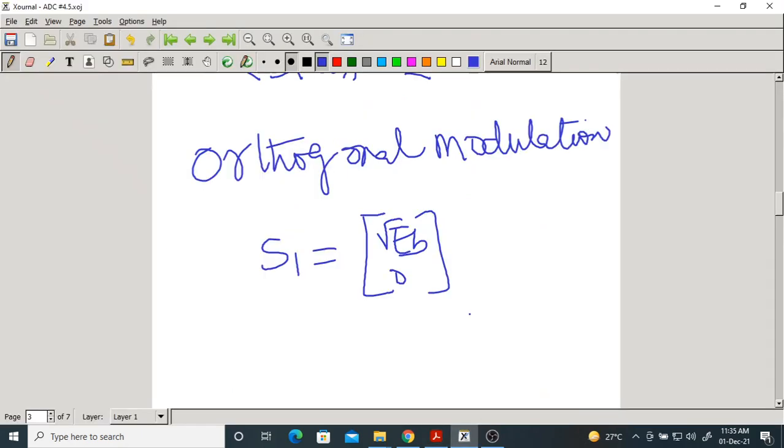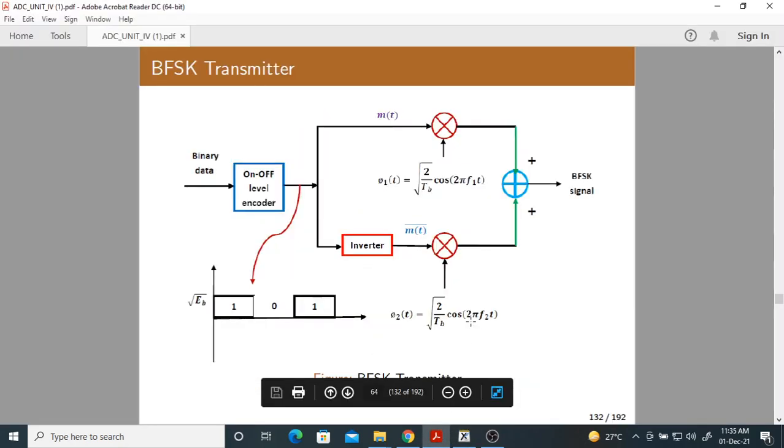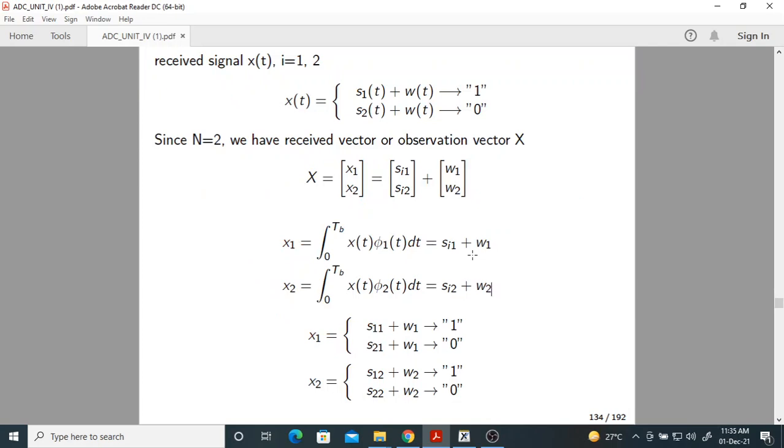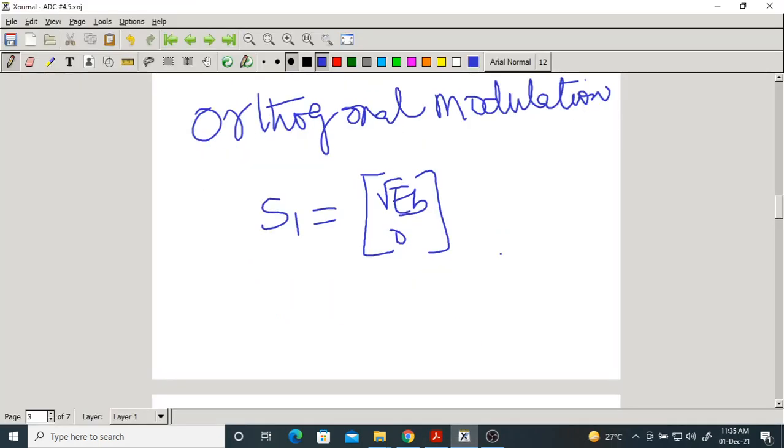And one more thing: this is the transmitter. How to generate this? I told you yesterday. Here we are using on-off line coding. On-off means 1 means 1, 0 means 0. So this is how you can generate BFSK transmitted signals or waveforms. Before proceeding further, S2 is 0, root EB.